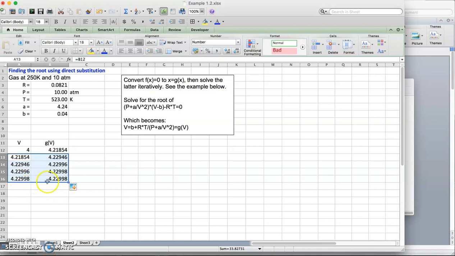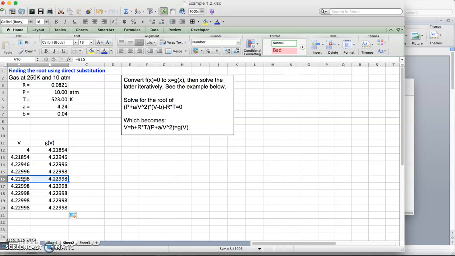There you go. In fact, if you scroll down or drag down further, this is not going to change anymore. You see that 22998 is going to be fixed after that. So the very first time we see that these two are equal, that is going to be the root. The root is going to be 4.22998, which is close to the guess we had from the last lecture, if you recall, which was 4.2. So this is how we can use direct substitution to find the root of a function.